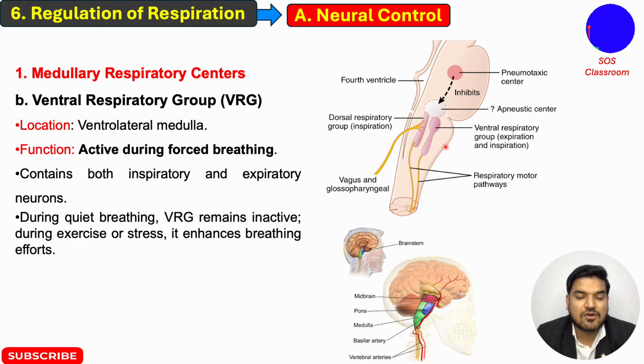When you are running, walking, or doing exercises, this leads to extra respiration, then activation of the VRG, which completes the breathing. It controls both inspiration and expiration. You can see it has both expiratory and inspiratory neurons. During quiet breathing, the VRG remains inactive. Quiet breathing means normal breathing. When you are breathing between 16 and 24 breaths per minute, there is no activation of the VRG.